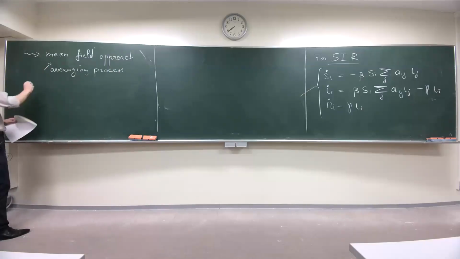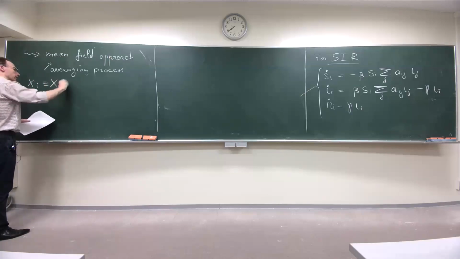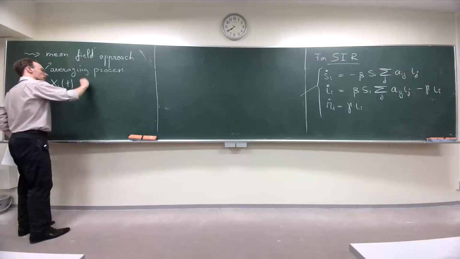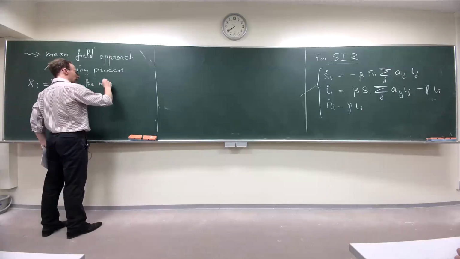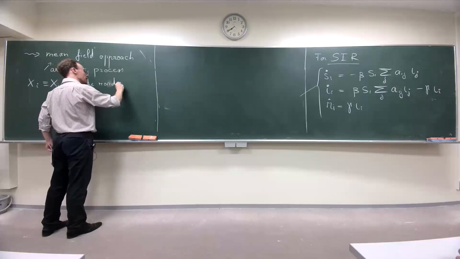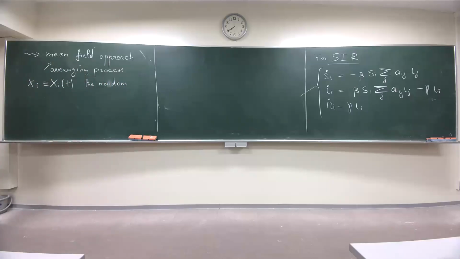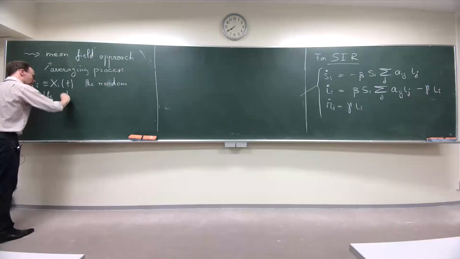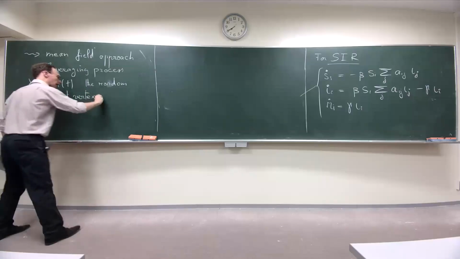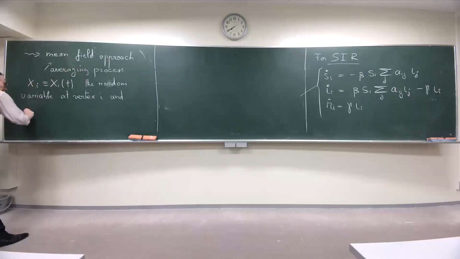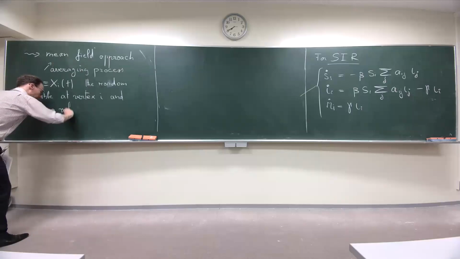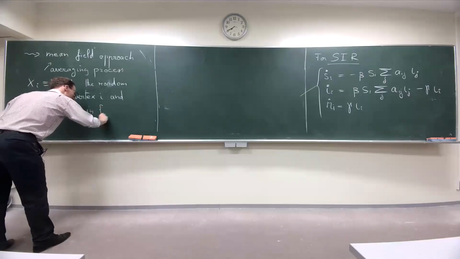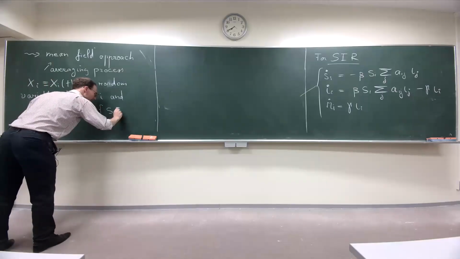So I'm going to call x_i, which is still a function of t, the random variable at vertex i, taking values in the set either S, either I, either R.